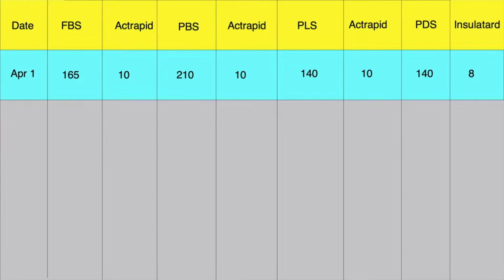When we make a table, we jot down the date, the fasting blood sugar reading, the act rapid dose, the postprandial sugar readings for breakfast, lunch, and dinner, and the insulatard dose.